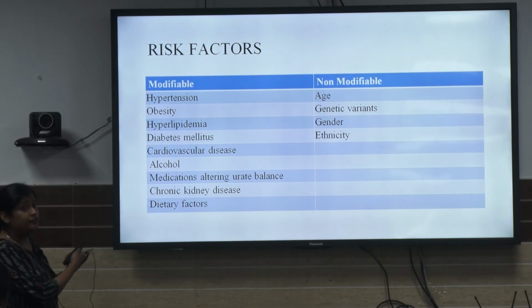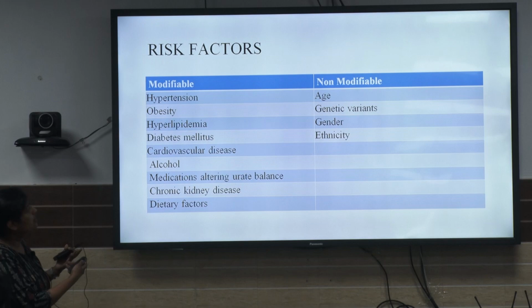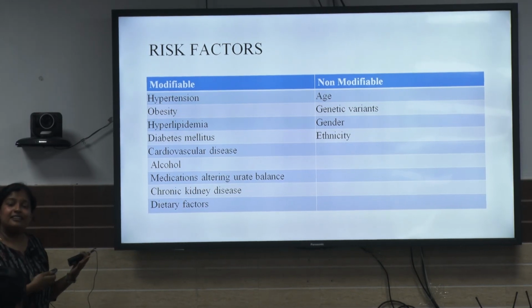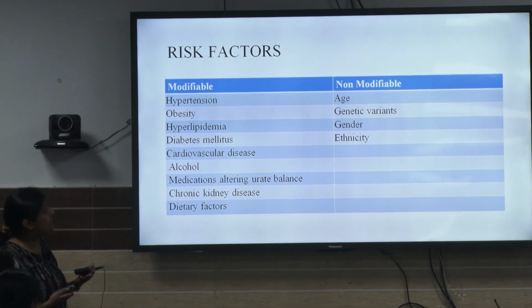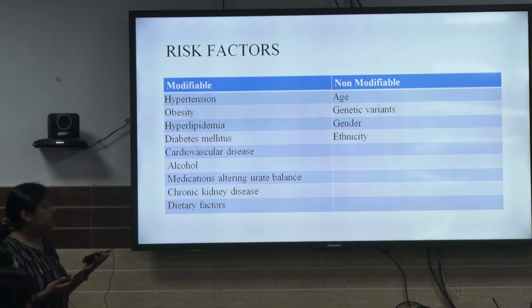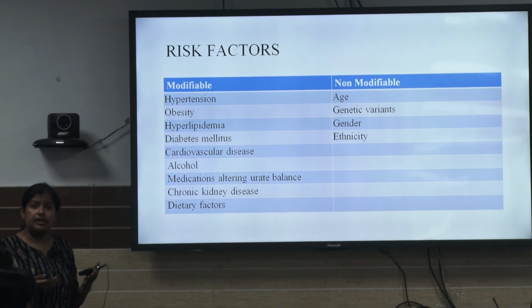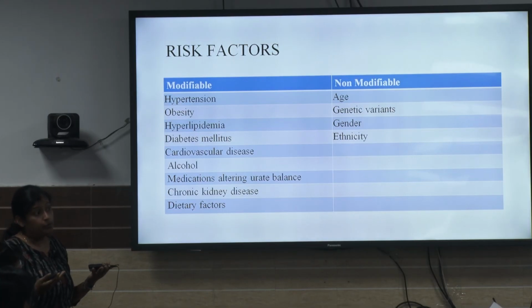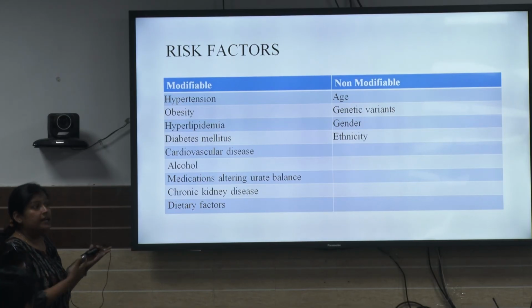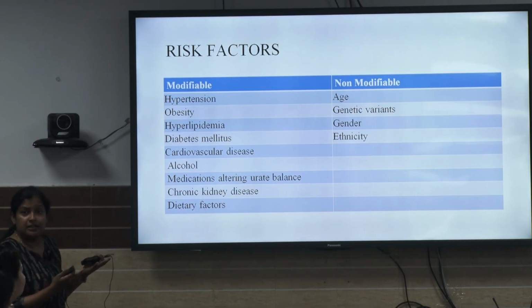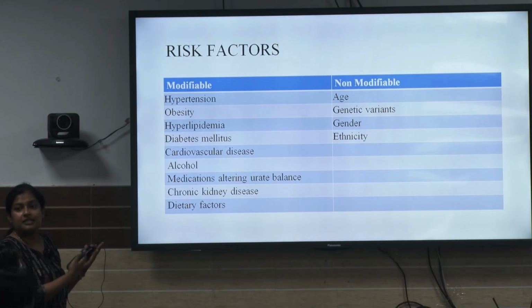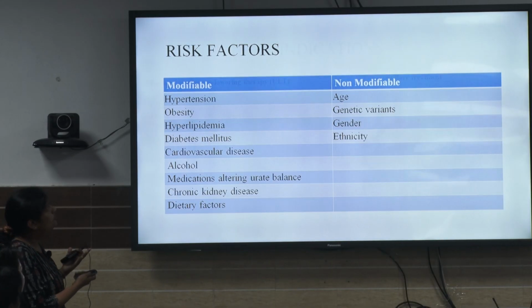So gout is another metabolic disorder which needs to be controlled, and there are risk factors which are modifiable, which are within our hands, and as we mentioned earlier: diabetes, hypertension, your obesity, alcohol intake, kidney diseases and dietary factors. You're eating a very high purine diet very rich in protein like red meat, so that can add to it. The things which we cannot change are age, gender and ethnicity, but the list which we can change is bigger. So on the positive side, whatever is in our control, we can change that. So what should we do?